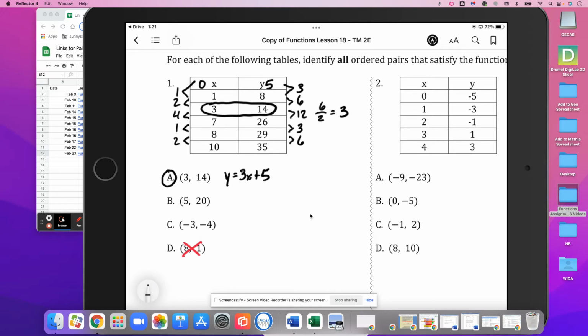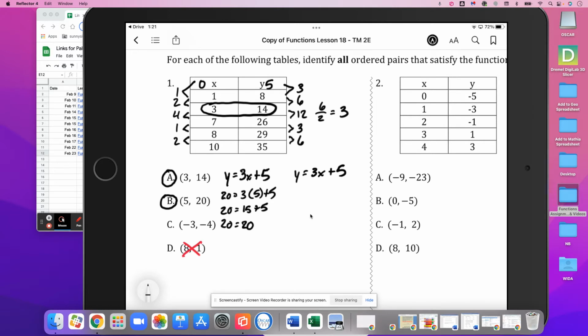My first one is going to be 20. I'm testing B here: 20 equals 3 times 5 plus 5. And so 20 equals 15 plus 5. 20 is equal to 20. Yes, that's a true statement. So that would be in the table somewhere if I extended the table, and it does satisfy the function.